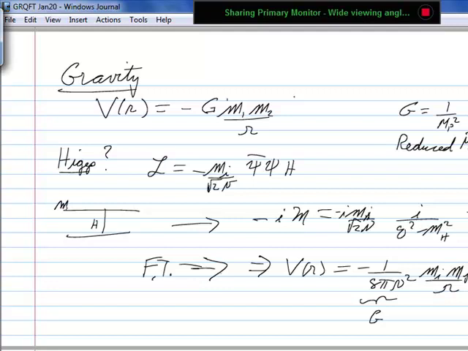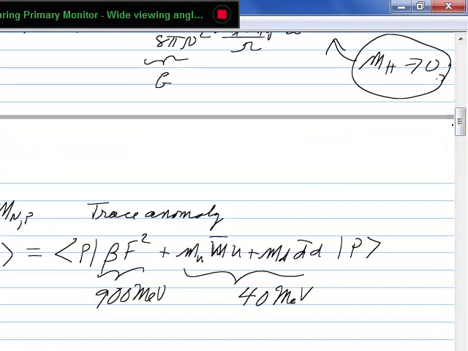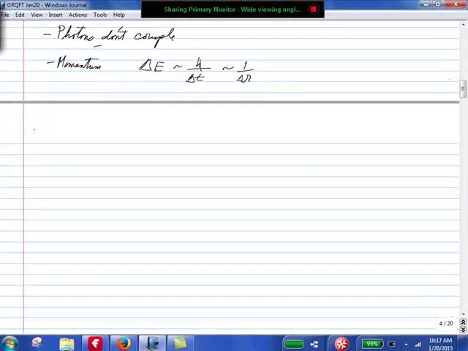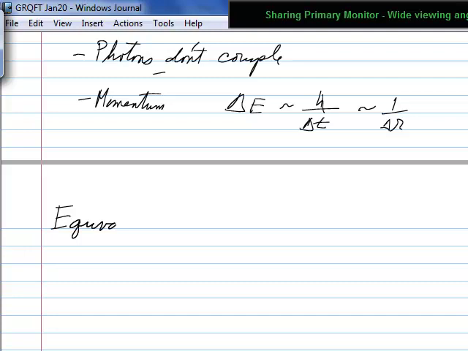And it would look almost, but not quite, like a gravitational interaction. Okay? But this is the not quite part. It doesn't couple up to photons. It doesn't couple up to stuff. So what this points to, it points to a couple things. And the couple things all go by the name of the equivalence principle.